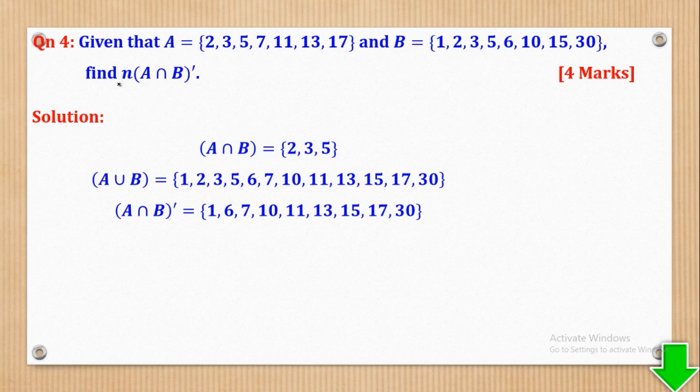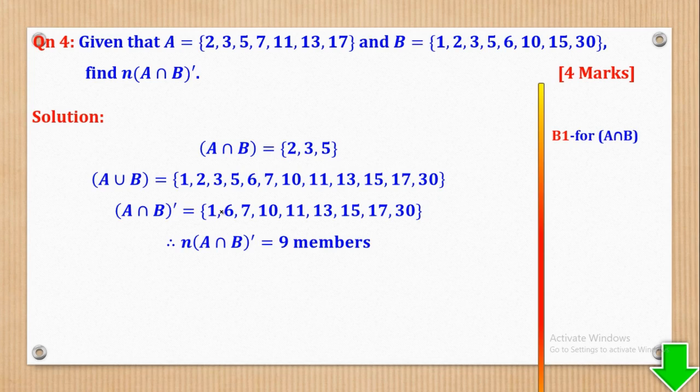But remember, they want the number of members. What does that mean? It means that you count them. So you shall count 1, 2, 3, 4, 5, 6, 7, 8, and 9. Therefore, you shall write the number of members is equal to 9 members. So basically that's what they wanted, and now let's see how much can be awarded.